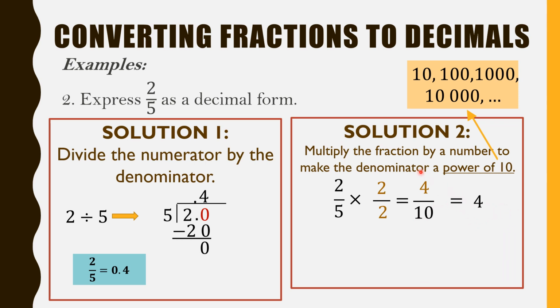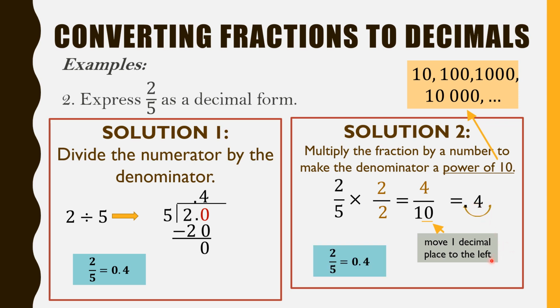So write the numerator and then count the number of zeros. So we only have 1 zero. It means that we are going to move our decimal point 1 place to the left. Okay, so the decimal point of this number is here, and we are going to move it to the left once. So our final answer is 0.4. So that is the answer for example number 2.